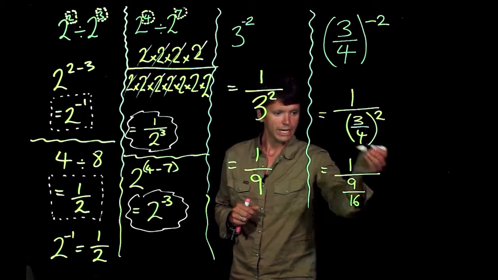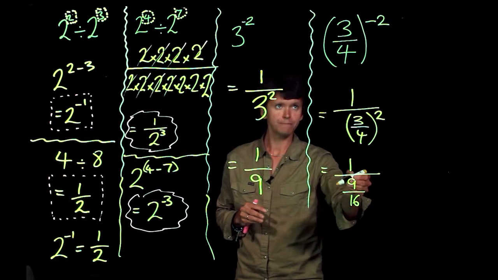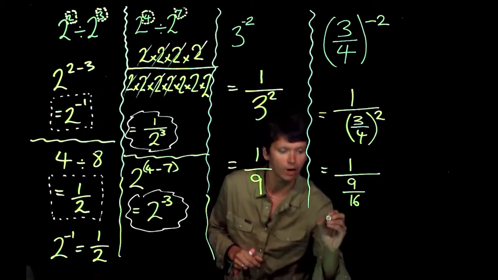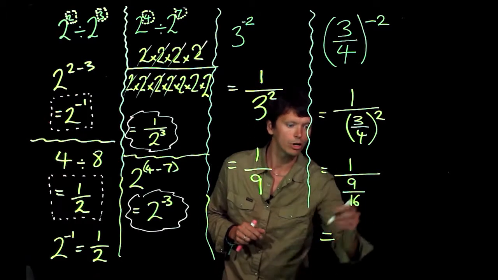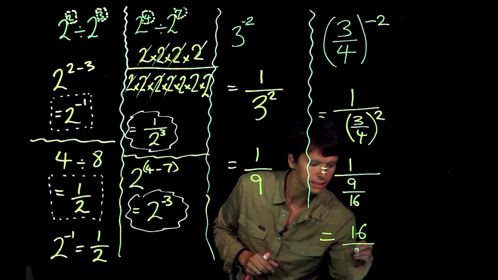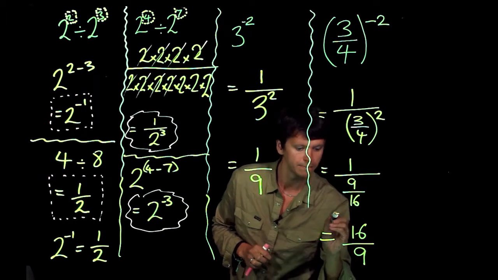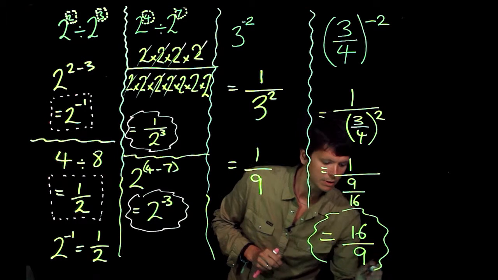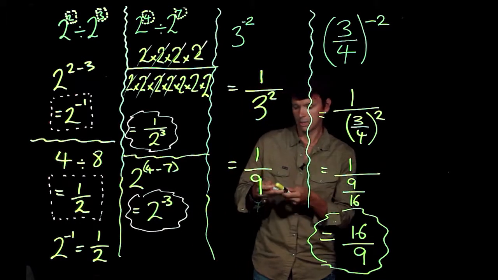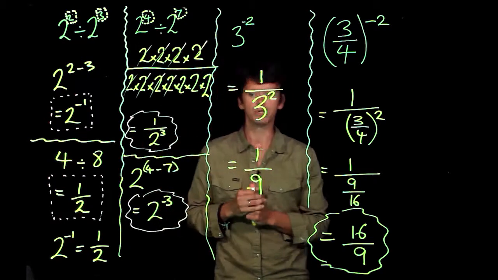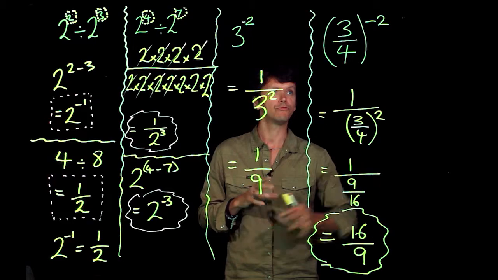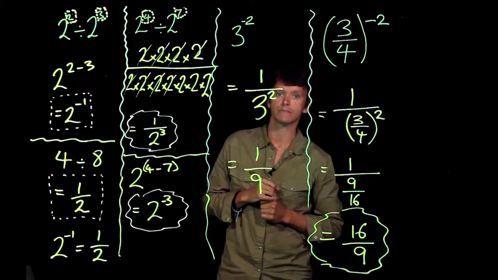And if we're taking the reciprocal of a fraction, we just invert that fraction. So 1 over 9 over 16 is 16 over 9. This is how we handle dividing numbers where the result is a negative power, and raising numbers to negative powers.